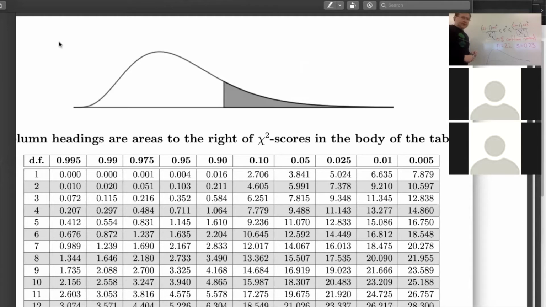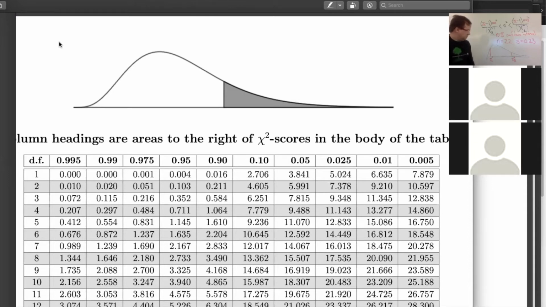And over here, L is short for left, R is short for right. I can draw a line right here and a line over here. This is chi square L. This is chi square R. Let me adjust that a little bit so you can see it a little better. Can you see that? Okay.